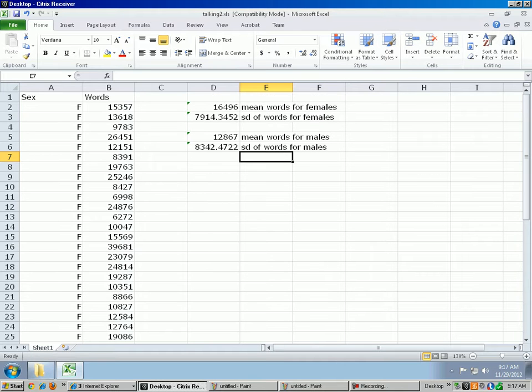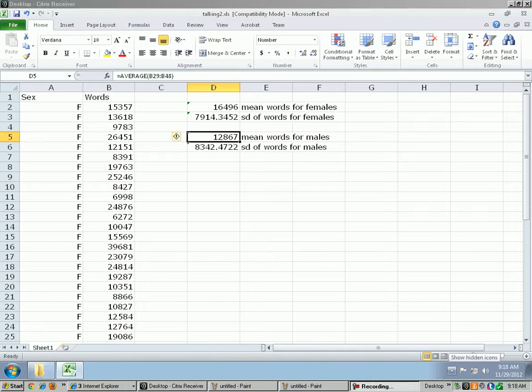So what do you think now? Definitely the mean of the sample is much bigger for the females than it is for the males. It's 16,000 versus roughly 13,000. So that's some evidence right there that the females talk more. But is that a significant difference? So that's what the rest of the hypothesis test will tell us.